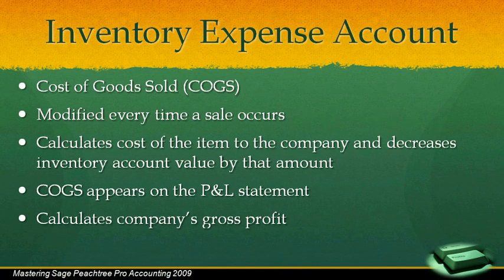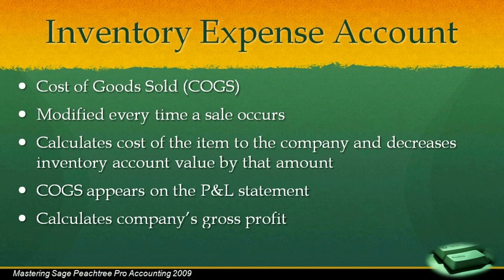Well, we talked about the inventory asset account. What about the inventory expense account? Because we know, of course, we have to have both sides of the equation. Well, this is our COGS, or cost of goods sold account, and it's modified every time a sale occurs. It calculates the cost of the item to the company and decreases the inventory account value by that amount. COGS appears on the P&L, or the profit and loss, and it calculates the company's gross profit.